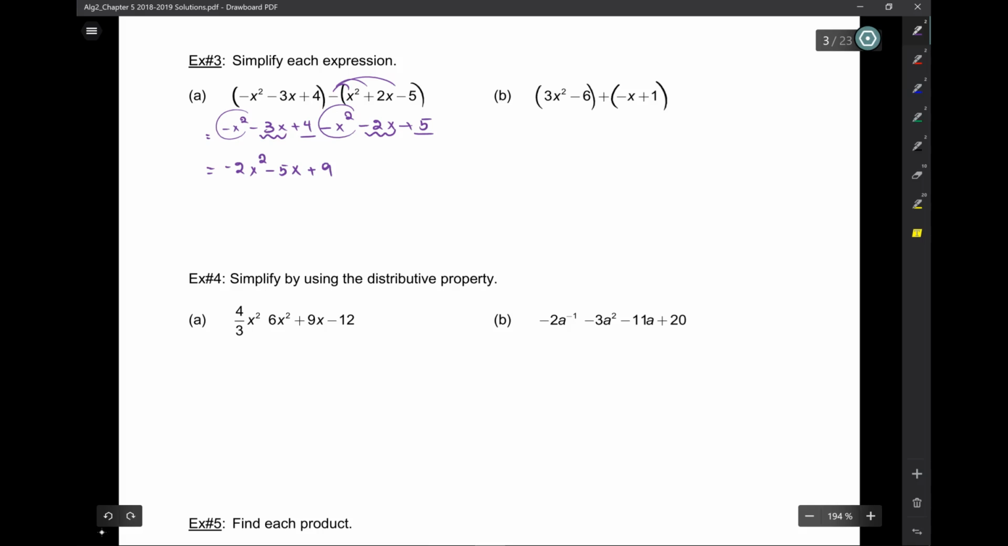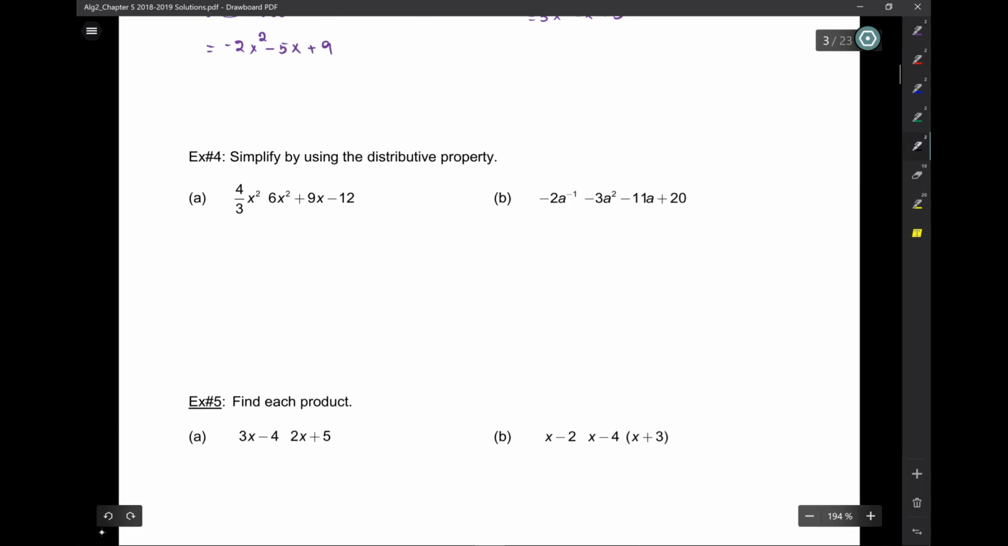I know you've been doing this since like pre-algebra. All right, when you have a plus in the middle, there is no need to rewrite it, right? We're just going to add terms. So it's going to be 3x squared minus x, and then here we have minus 6 plus 1, minus 5.